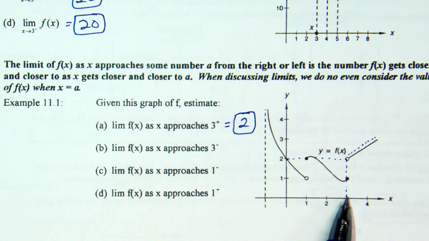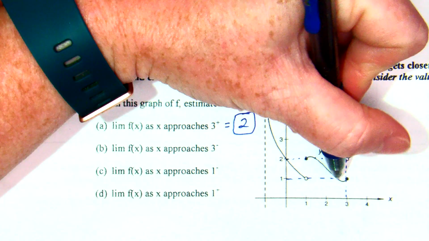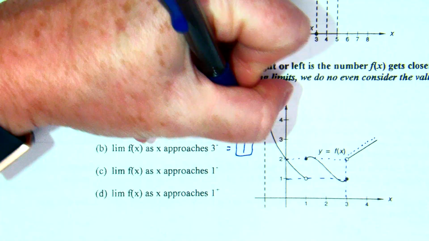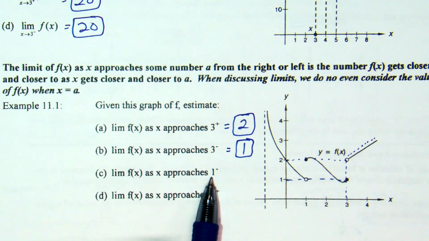So this time, I'm looking at this bottom part of 3 because now my graph is leading in from the left down here. And it leads me to that right there. So what y value is that at? That's a y value of 1. Okay? Limit of f of x as x approaches 1 from the left.